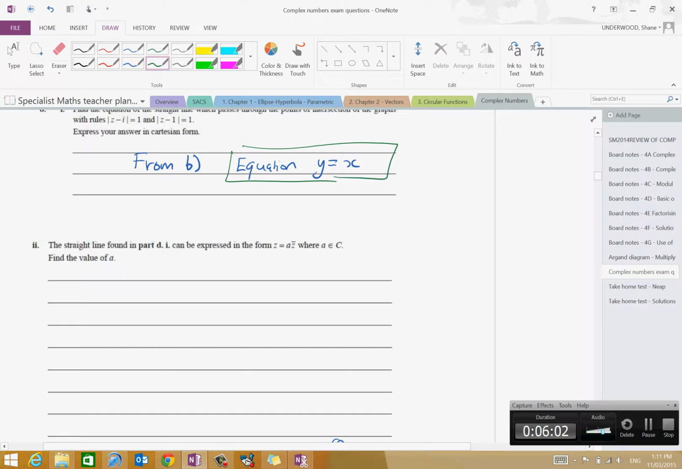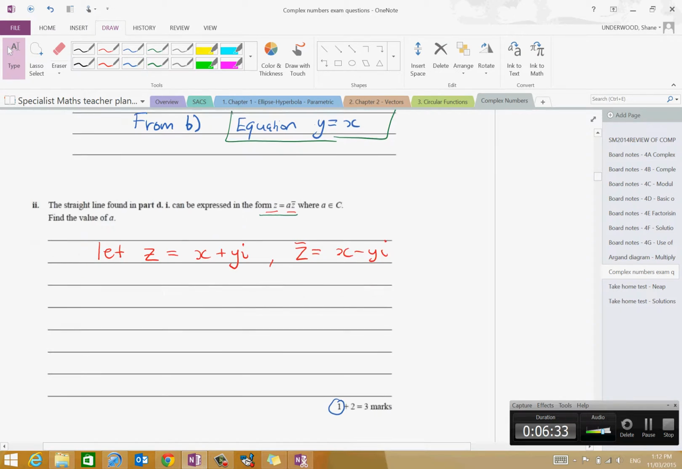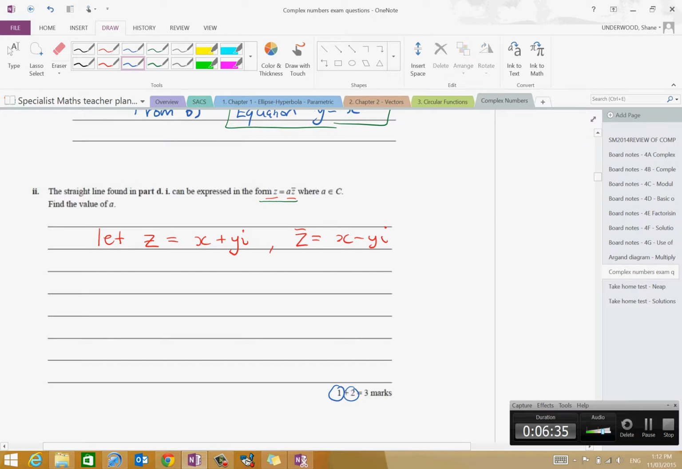y equals x. Now, the straight line found in D can be expressed in the form z is equal to a z bar. Now, first of all, what is z? Let z be equal to x plus yi. So therefore, z bar is equal to x minus yi. Now, we've got x plus yi is a times x minus yi. So let's do that now, and you can find a quite easily. Now, this is worth 2 marks, by the way, so there's definitely a method mark.